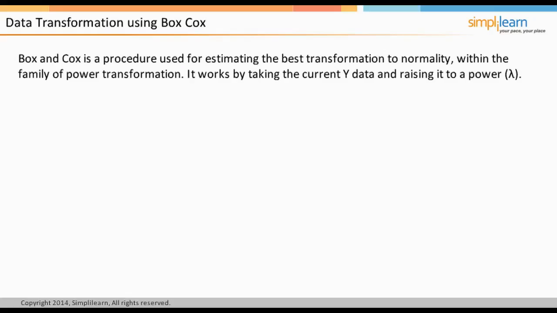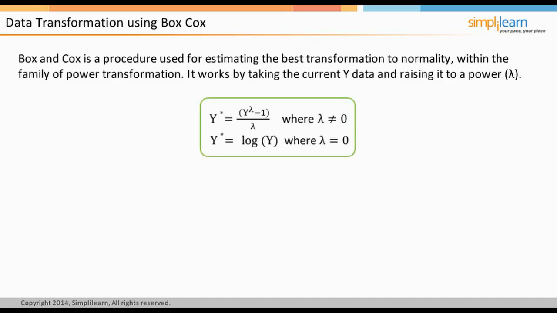The available data must be transformed when it does not exhibit the normal distribution. Box and Cox, in the year 1964, developed a procedure for estimating the best transformation to normality within the family of power transformation. It works by taking the current y data and raising it to the power known as lambda. The formula for transformation of y is represented as y asterisk equals y to the power lambda minus 1, the whole divided by lambda. This formula is used where the value of lambda is not 0.